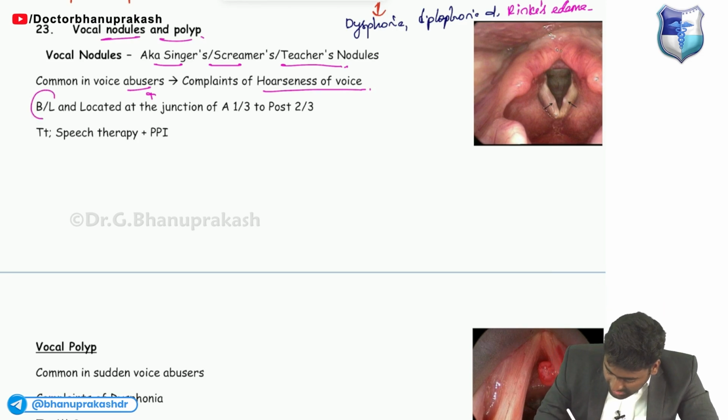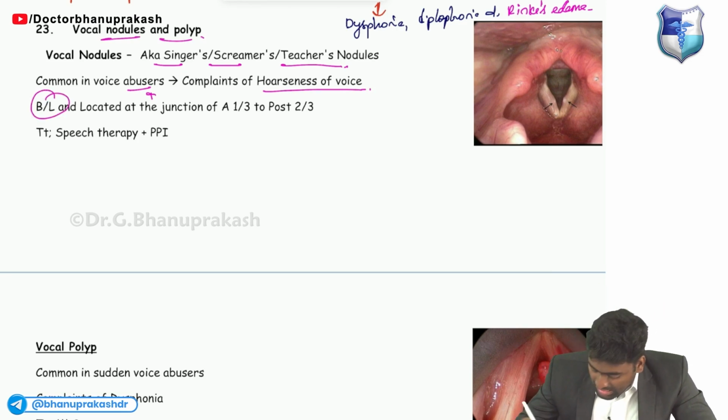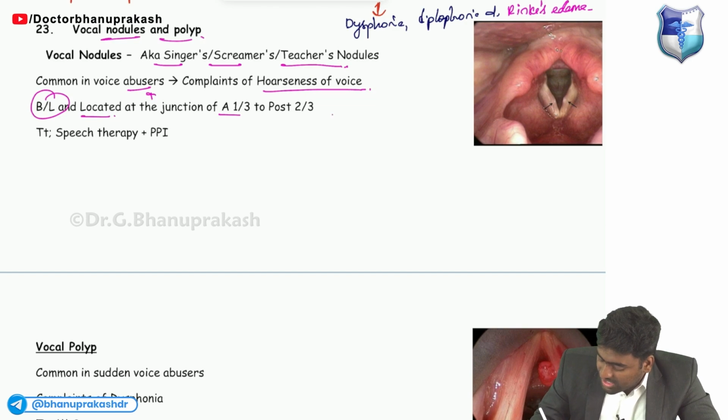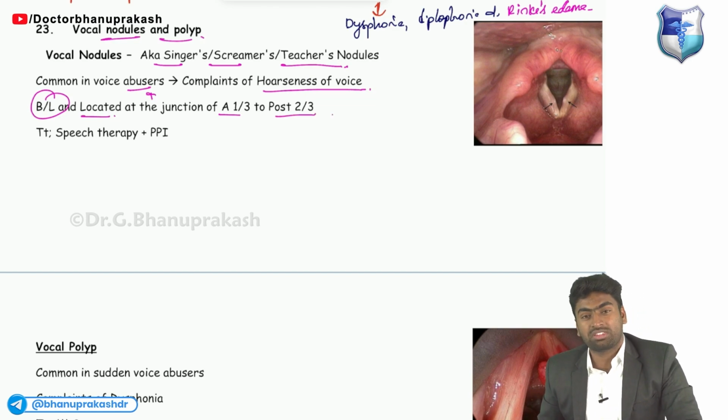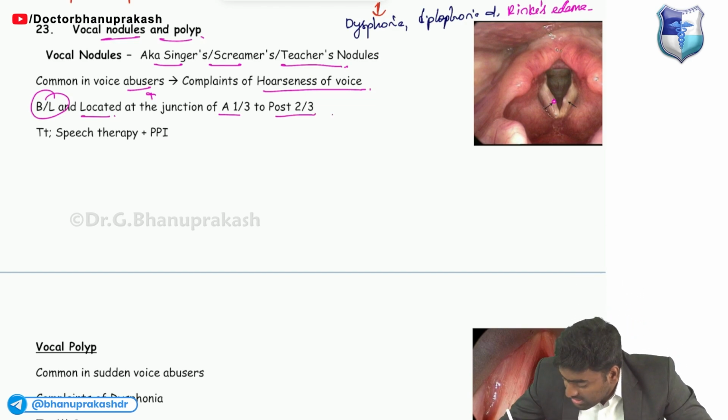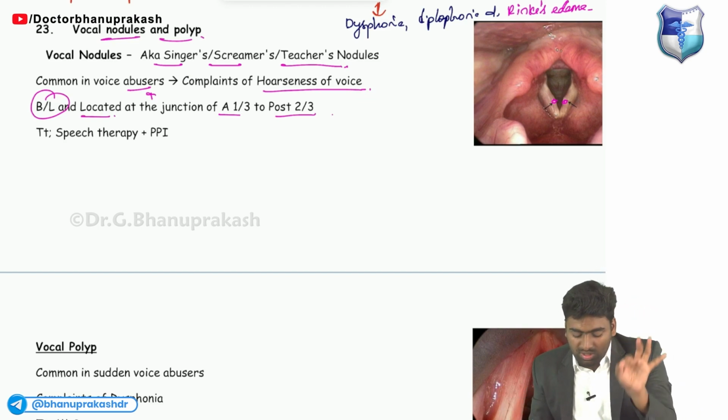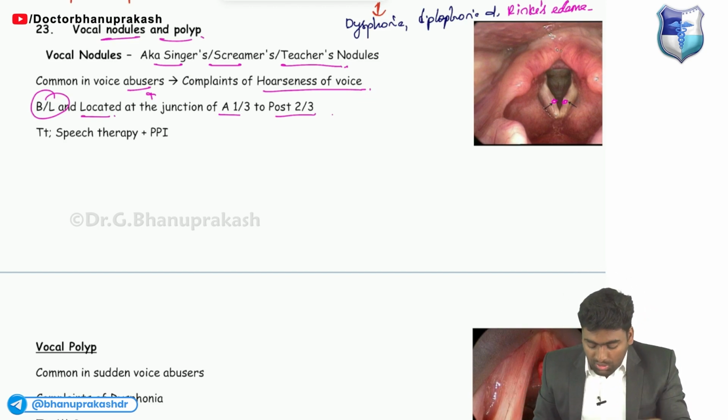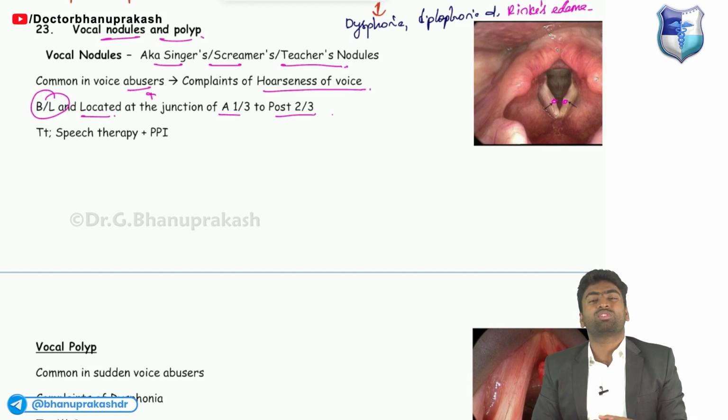On examination, you will be able to see that they are bilaterally located at the junction of the anterior 1/3 and the posterior 2/3. You will see bilateral small nodules. They are known as vocal nodules, also known as teacher's nodule, also known as singer's nodule.